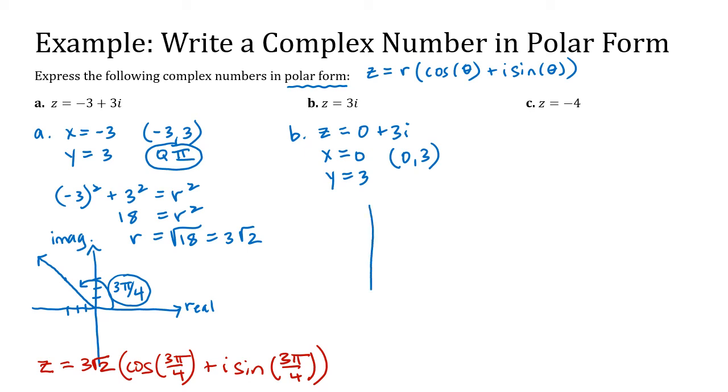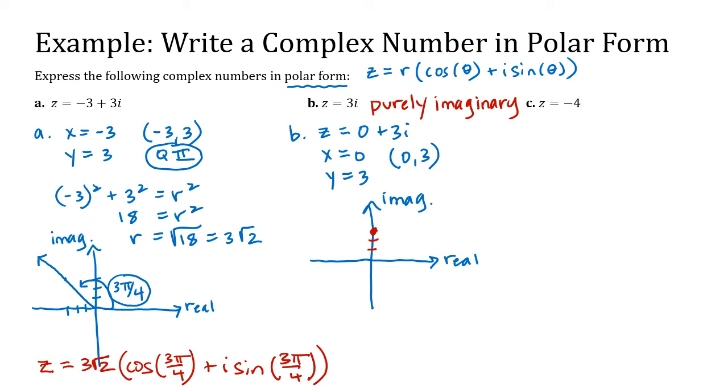Let me just draw a picture. So we have our real axis and we have our imaginary axis. (0, 3) is going nowhere on the real axis and it's going up 1, 2, 3. Okay, this is what we call a purely imaginary complex number. Glad I restated that. Purely imaginary. And that's because there is no real part. It is purely imaginary.